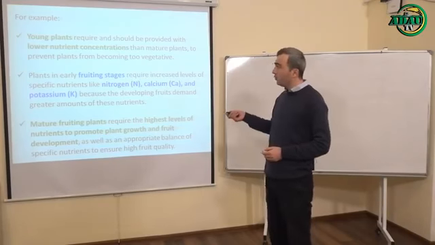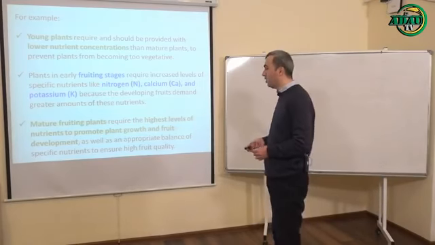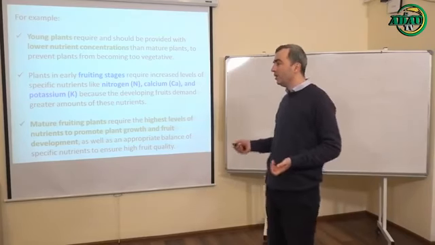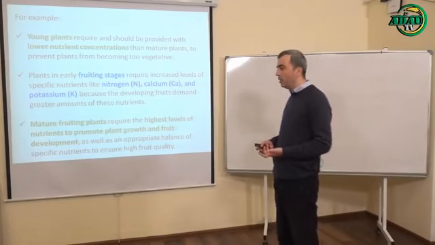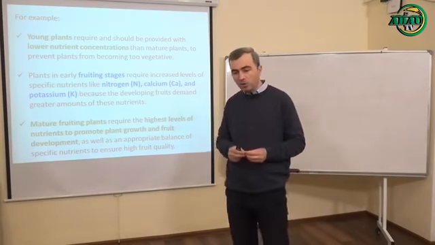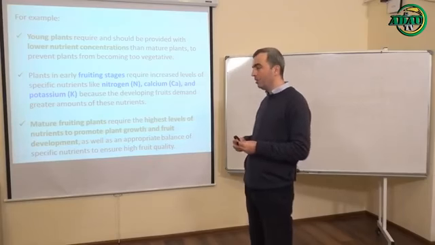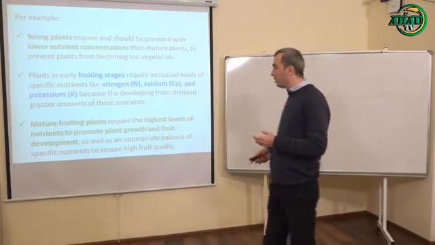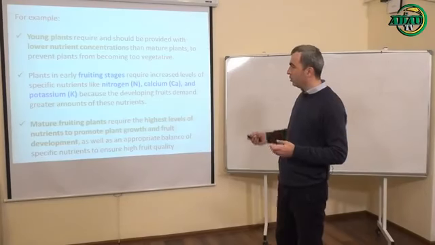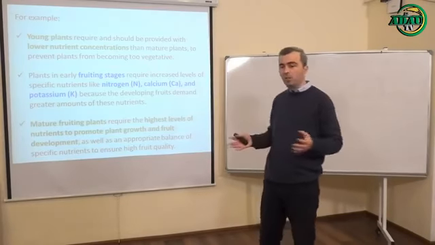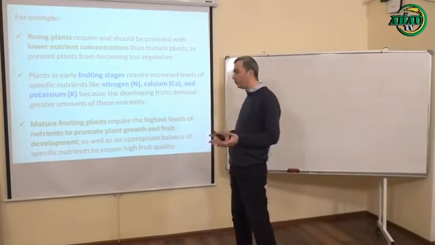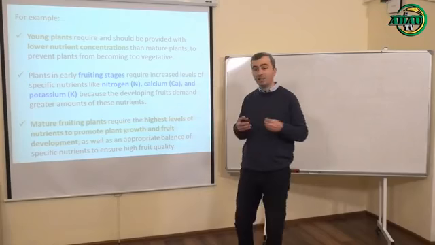So at the early fruiting stage, you can see that the specific nutrients we need are nitrogen, calcium, and potassium. Otherwise, fruits will be smaller or fewer in number. Maturing plants require different nutrients in order to provide development of fruits and their filling and taste.